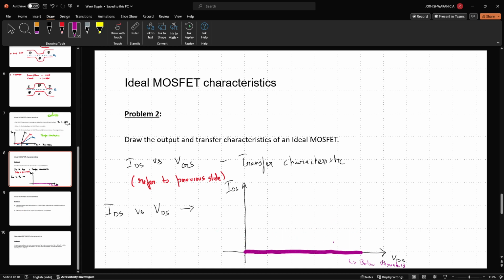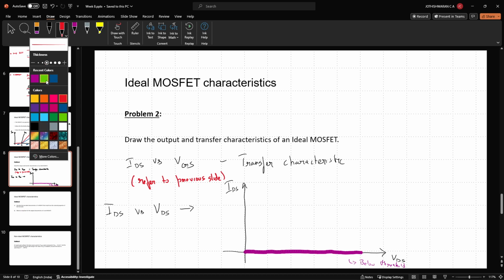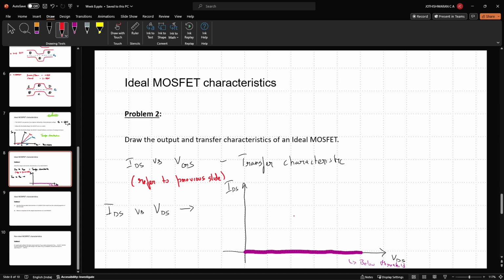Now, what happens when VDS is varied? What happens to IDS as VDS is varied? We want to find that out. I just want to use this color. What we will expect is, of course, as we are increasing the voltage, we will want the current to increase. And since I'm saying it's a resistance, we would expect it to be ohmic. So as we start to apply a voltage, it's going to be linear.